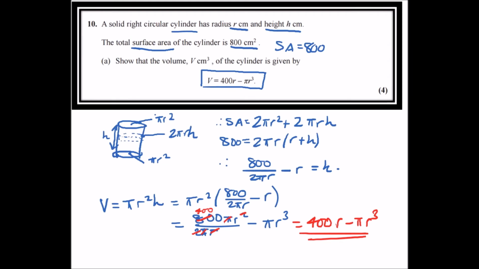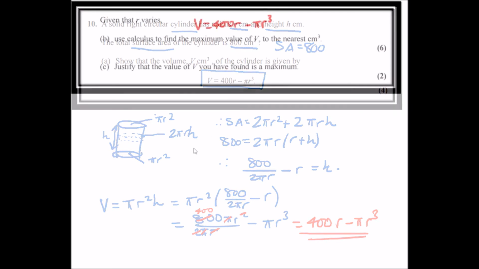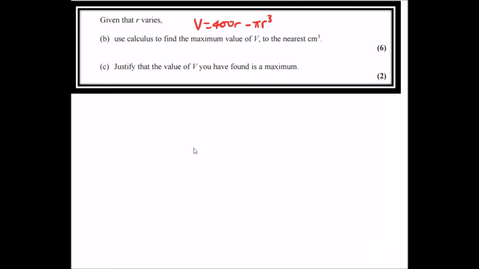Now let's move on to the second part, part B. Here we need to find the maximum value of V to the nearest centimeter cubed. So all we have to do is use our volume equation and use calculus. Calculus implies differentiation or integration. Because we need to find the maximum value, we have to use differentiation. So without further ado, let's go.